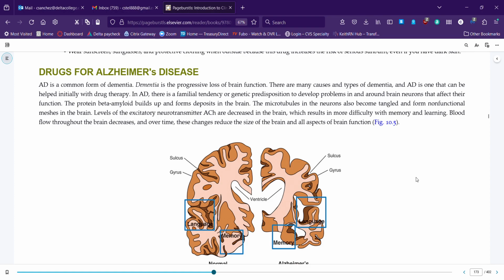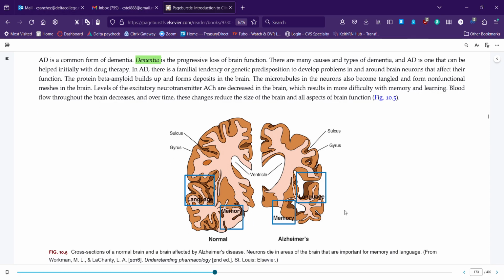Okay, so we're going to go ahead and continue on with the drugs for Alzheimer's disease, which they abbreviate as AD. So AD is the common form of dementia, and dementia is a progressive loss of brain function. So you can see below in this picture what a normal brain looks like, and then the wasting away of the brain in a patient with Alzheimer's disease.